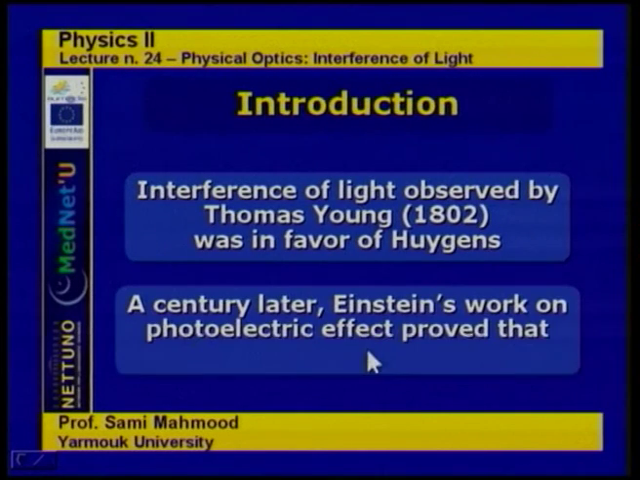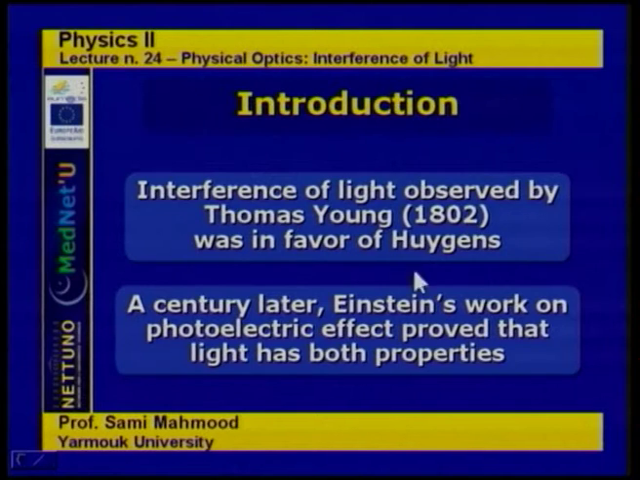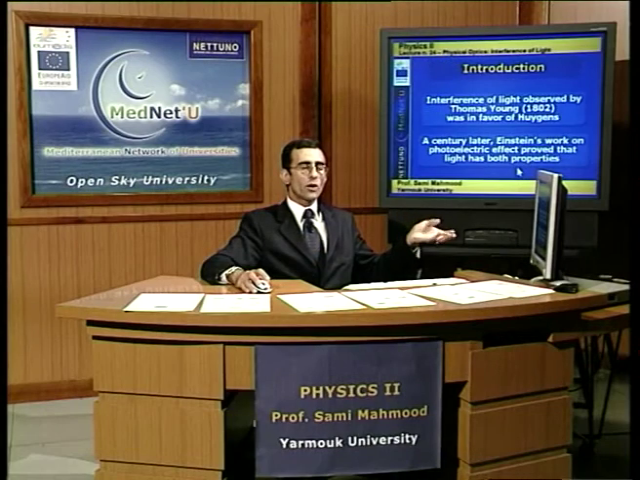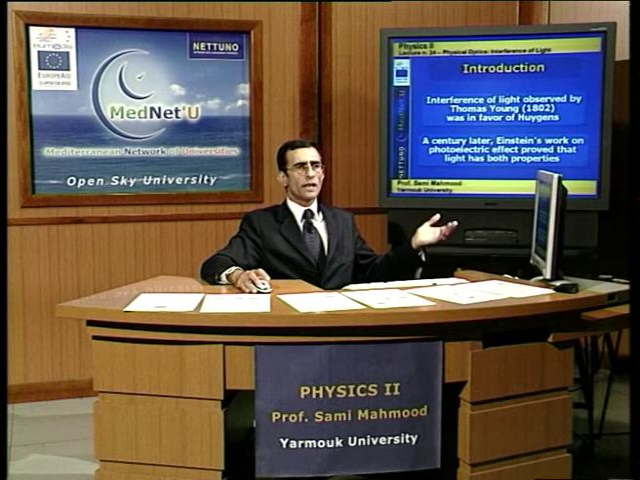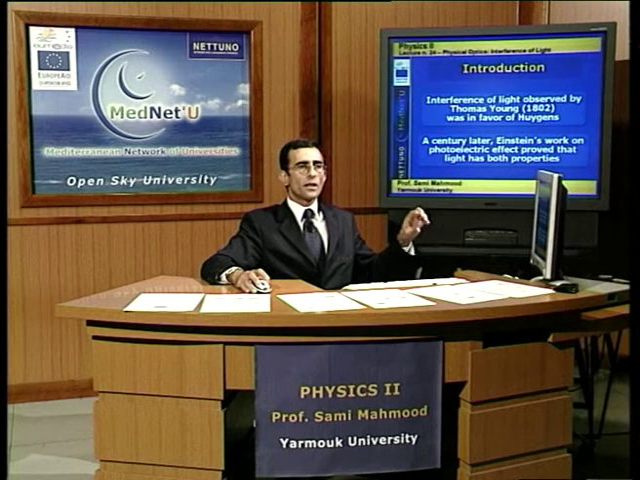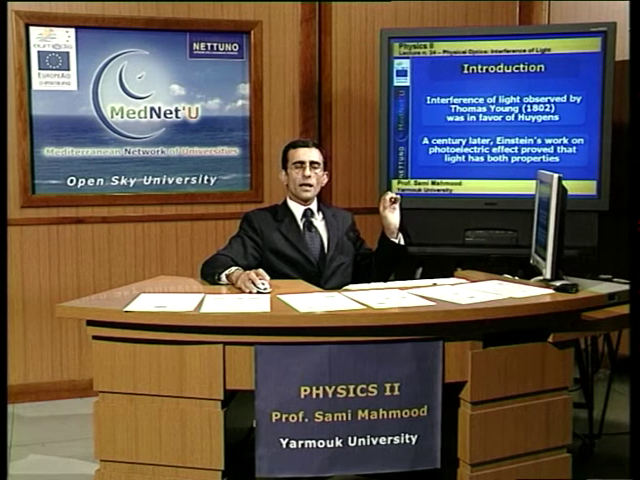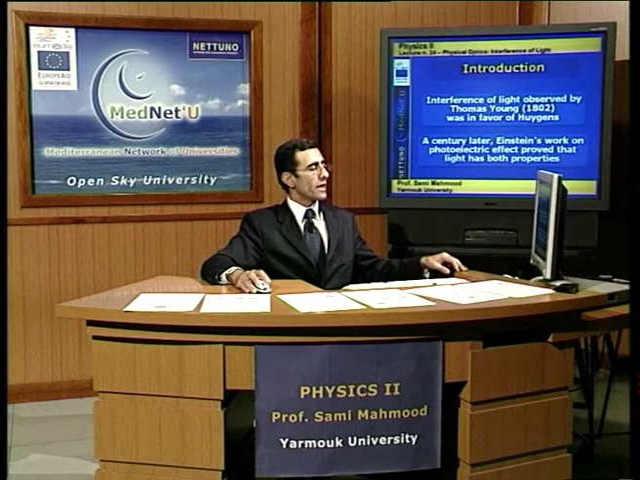However, a century later, around the turn of the 20th century, Einstein's work on the photoelectric effect provided evidence that light also has this corpuscular or particle nature. So with the work of Einstein and the previous work, which proved the wave nature of light, it was clear by that time that light has a dual nature, particle-like and wave-like.